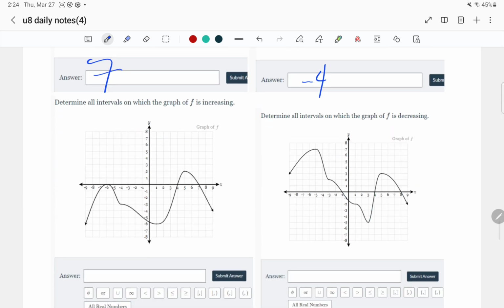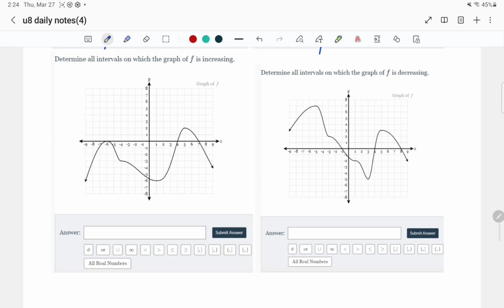Okay. Increasing and decreasing. This one's asking for increasing. Remember, it's always just less thans and greater thans, or just parentheses, which is really nice for us because we don't have to think about it anymore. Increasing means where is it going up? So from left to right, I'm going up.